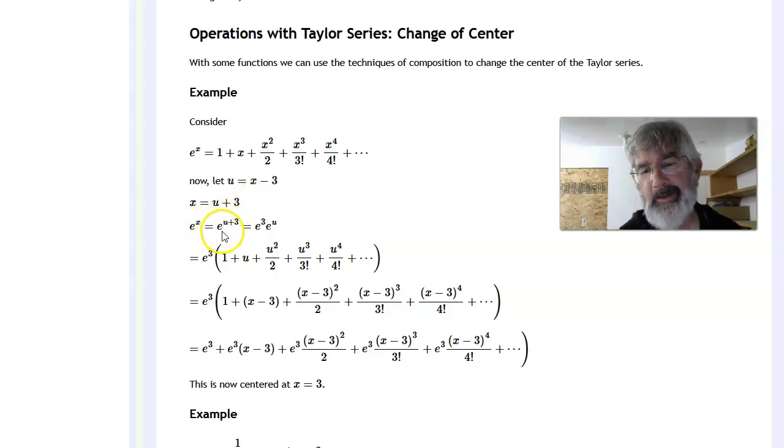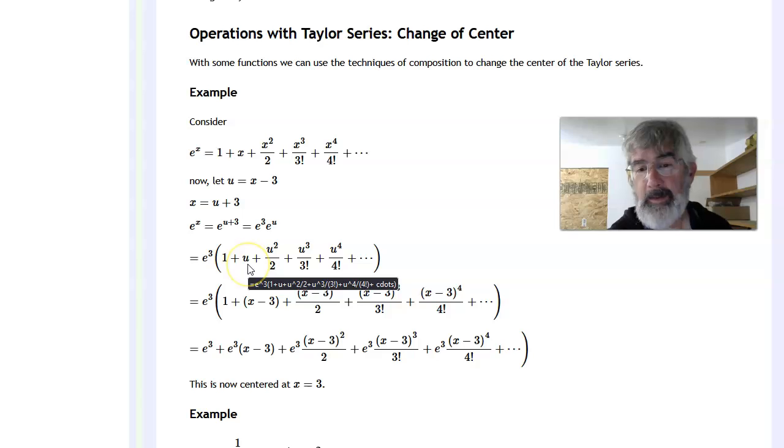Notice e to the x is e to the u plus 3 because x is equal to u plus 3. And then because of the properties of the exponential function, I know that e to the u plus 3 is equal to e to the u times e to the 3, and I'm choosing to write it in this order. But then I look at e to the u and I could say, hey, that's just this thing with u's instead of x's. So I'm going to replace that e to the u by the Taylor series with u plugged in. So the e cubed is still out in front, and then I've got 1 plus u plus u squared over 2 plus u cubed over 3 factorial and so on, right?